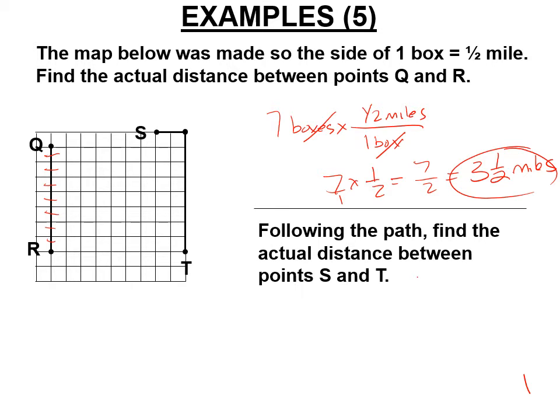All right, so let's try following the path, find the actual distance between points C and S and T. So 1, 2, 3, 4, 5, 6, 7, 8, 9, 10. So we have 10 boxes, we'll say this time. It's still half a mile for one box. So this is half times 10. Well, you can just do that in your head. It's 5 miles.